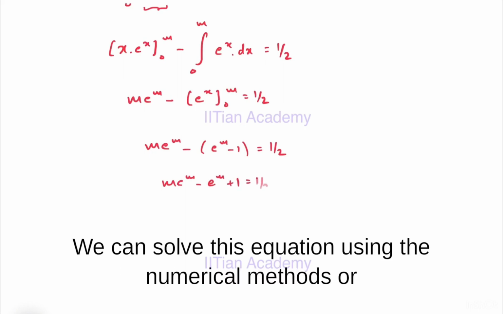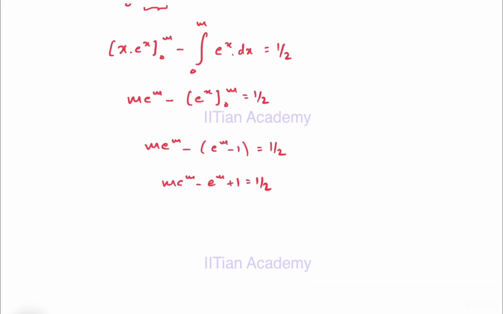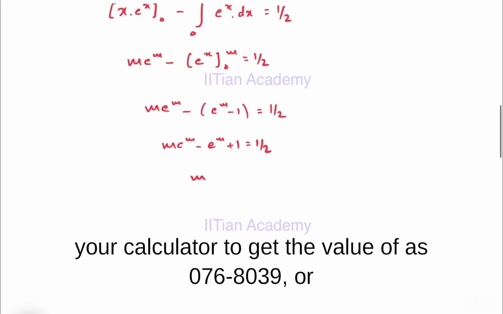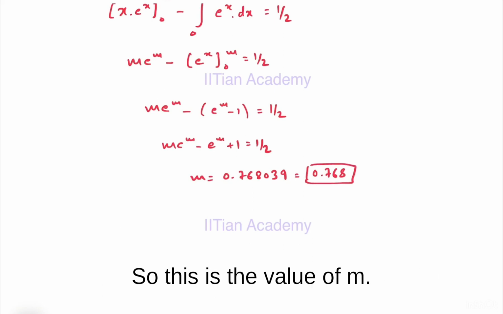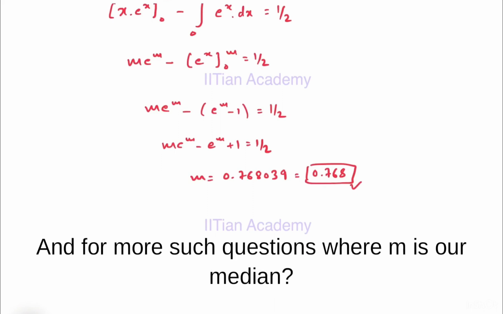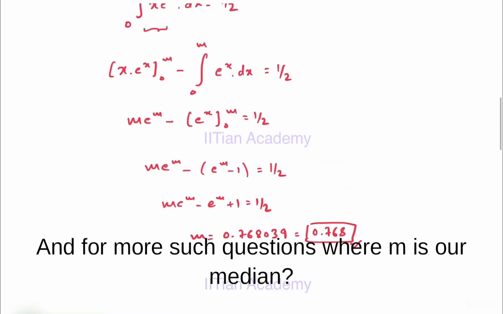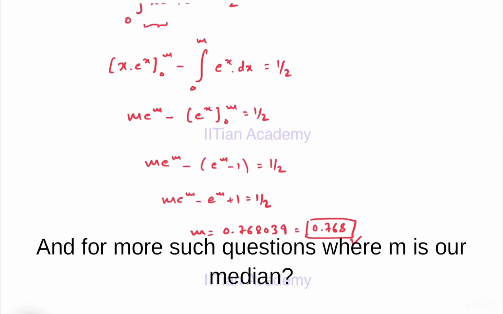We can solve this equation using the numerical methods or your calculator to get the value of m as 0.768039, or you can approximate it to 0.768. So this is the value of m, where m is our median.